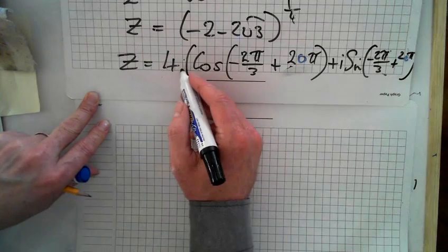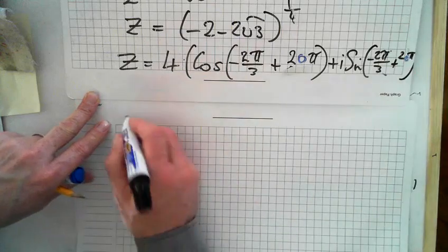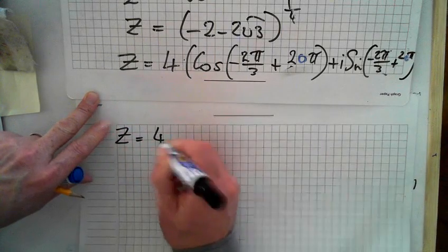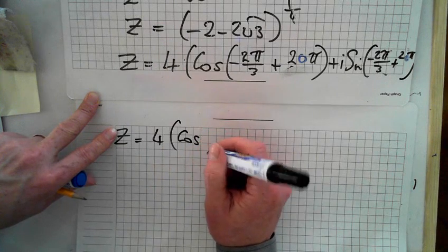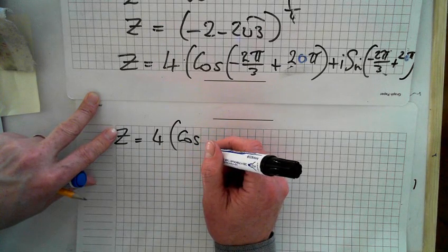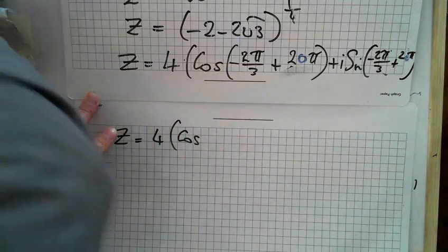Right, so I'll have to write it out again here. Z is equal to 4 cos, so we had, I'll just stop that for a second.